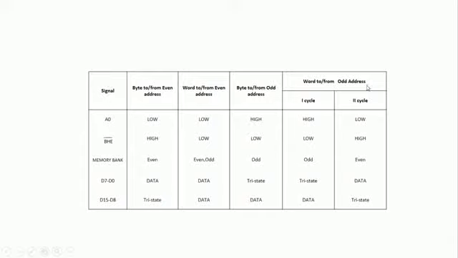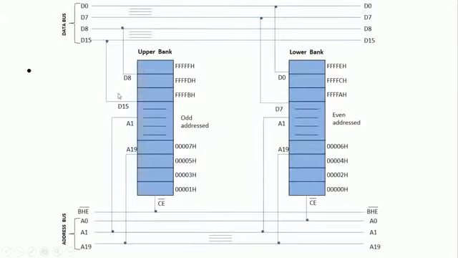In the next bus cycle, we are reading the higher byte from the lower bank. Because of that, this one is low and this one is high, and this is the even memory bank, carrying the higher order byte. In general, the higher order byte should be transferred by the higher order data bus and the lower order byte by the lower order data bus, but that is not happening when the offset address is an odd address.